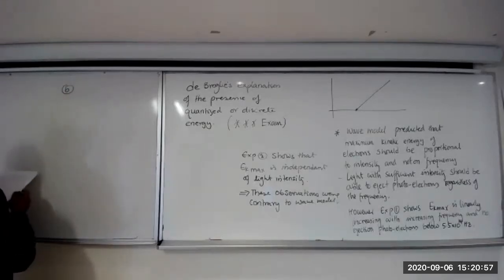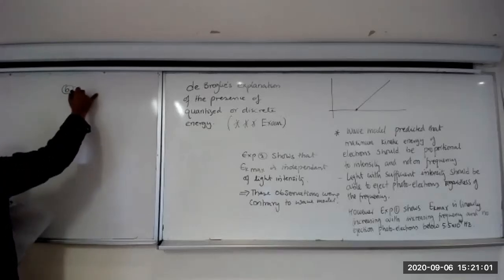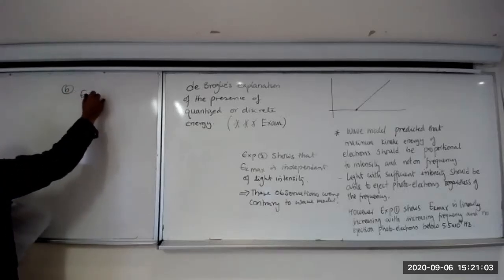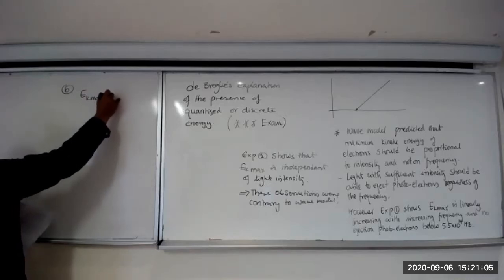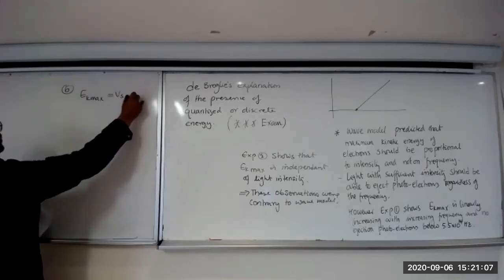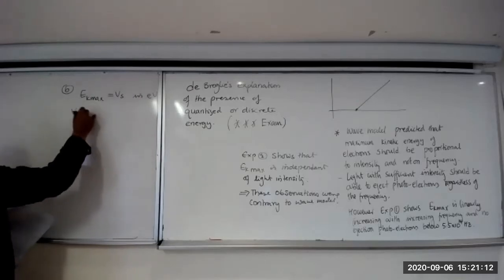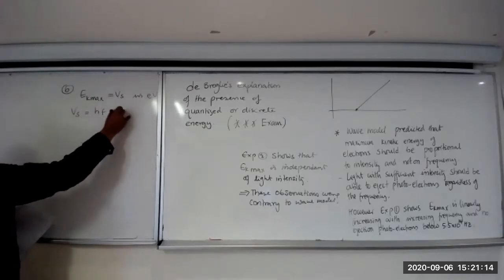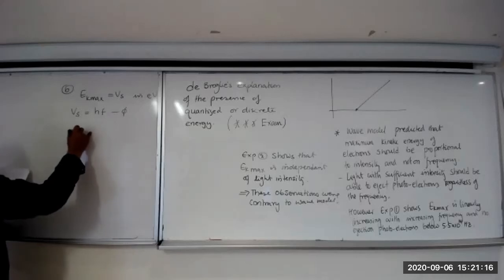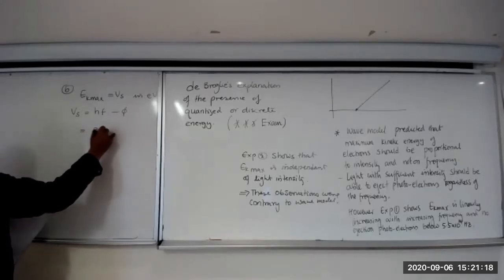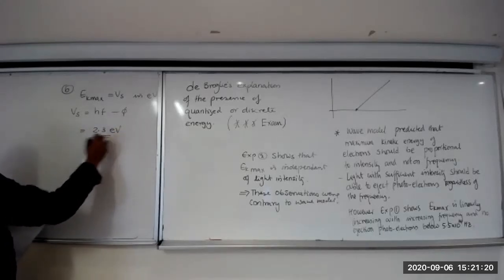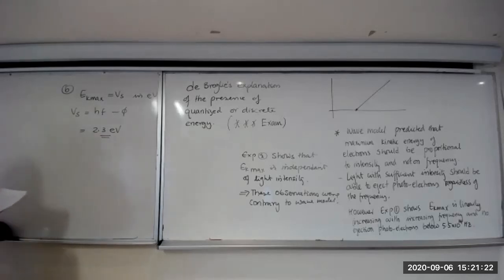They ask you to find the stopping voltage. Remember EK max is the same as Vs in eV. Find the value, it should be like 2.3. You can read from the graph as well. If you're capable, you can read from the graph too.